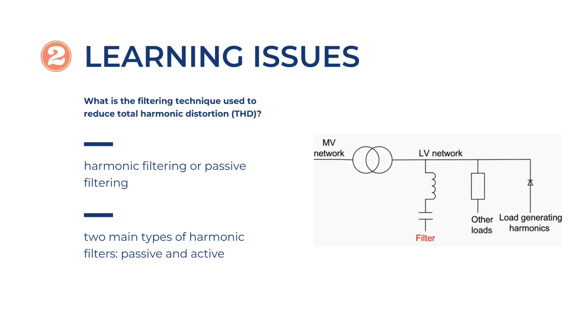Passive harmonic filters use passive components such as inductors and capacitors to attenuate the harmonics, while active harmonic filters use active components such as IGBTs and MOSFETs to actively cancel out the harmonics.